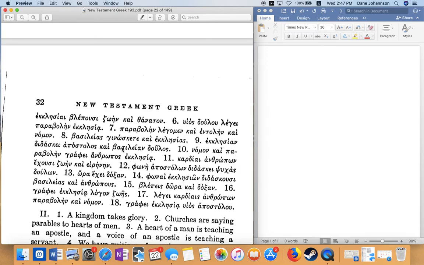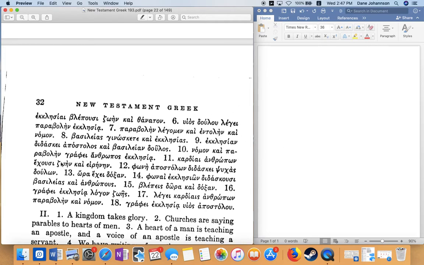Ekklesian ke vasilian doulos. Again, he's kind of tried to mess you up there, but the way you could translate this is an apostle teaches a church and a slave a kingdom. So, apostolos didaski ekklesian, so teen ekklesian, that would be in the accusative. An apostle teaches a church and he teaches, again, it's kind of implied, a servant, a kingdom. So it doesn't make a whole lot of sense, but it's trying to show you all the endings, etc.